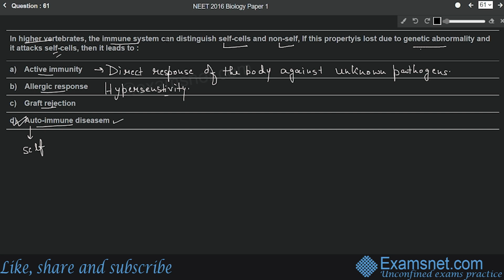Now the third one is graft rejection. So it occurs in case of graft transplants, okay, in case of organ transplant. And when transplanted tissue is rejected by the recipient immune system, then it is known as graft rejection. Okay, so this is the rejection of the transplanted tissue by recipient immune system.